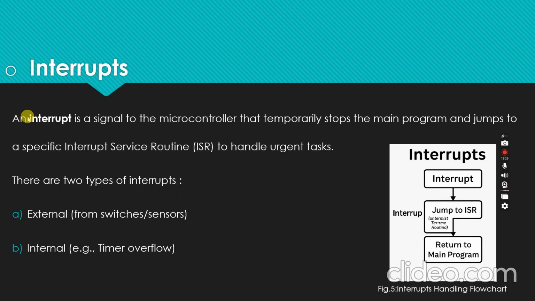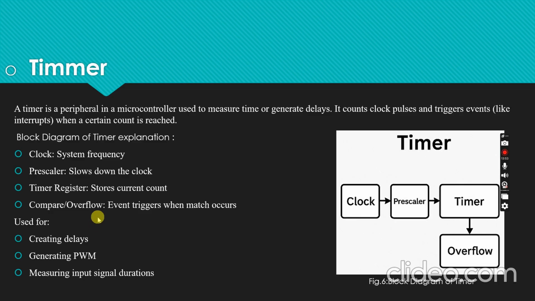This is interrupt. An interrupt is a signal that makes the microcontroller temporarily stop the main program and jump to a specific interrupt service routine, ISR, to handle urgent tasks. If any error is found, it jumps directly to that routine and then returns to the main program. There are two main types, external and internal.